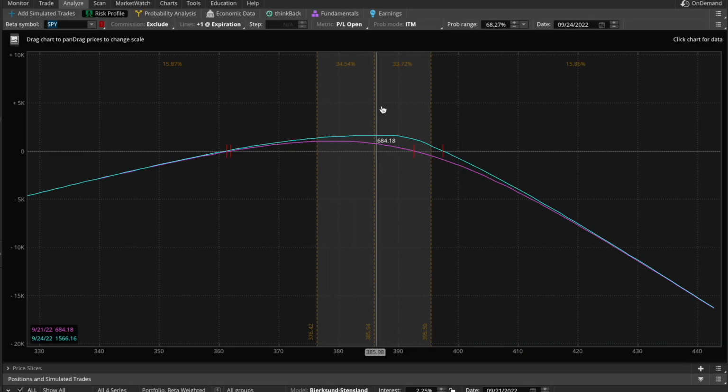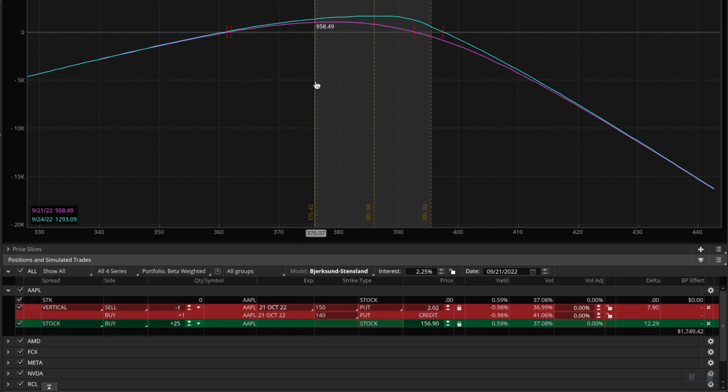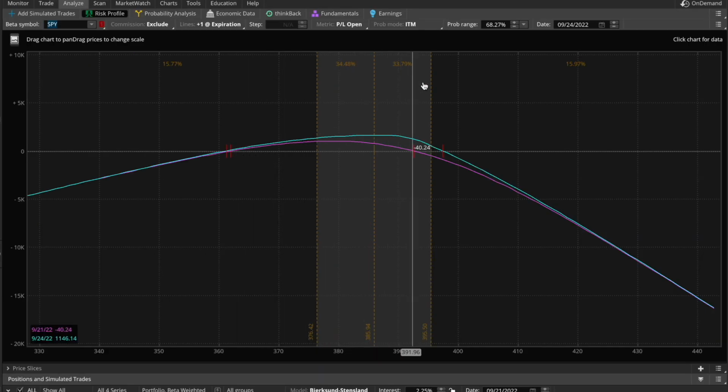If we take a deeper look at the chart here, it functions in the exact same way as for the standalone Apple trades that you saw earlier, but now you're seeing my entire portfolio here, not just one particular position. On the x-axis, you're seeing a possible price range for SPY, and on the y-axis, you're seeing my profit or loss on my entire portfolio as SPY moves around.